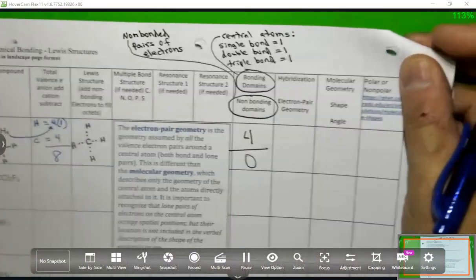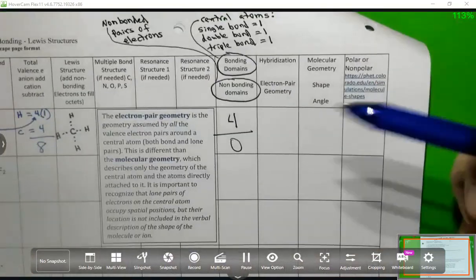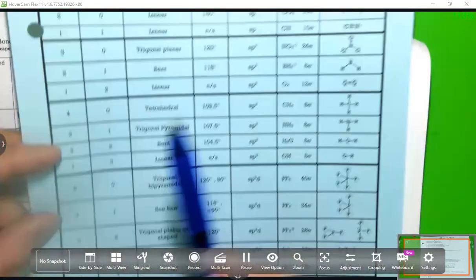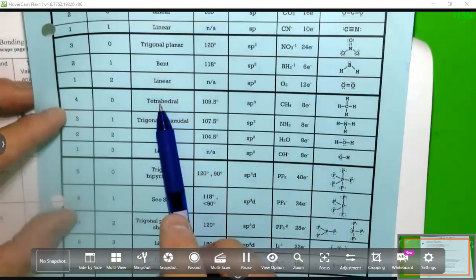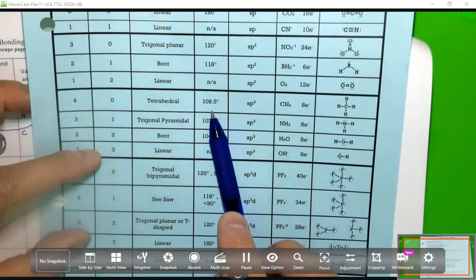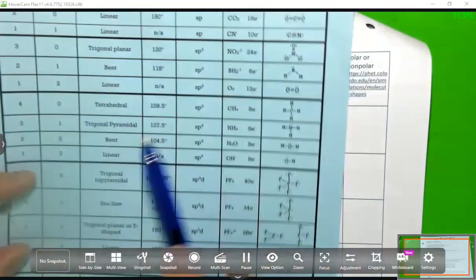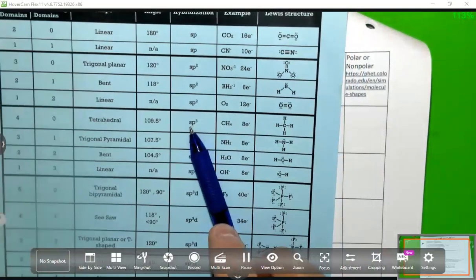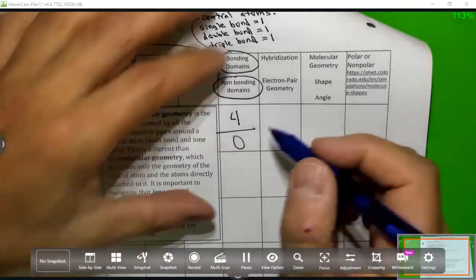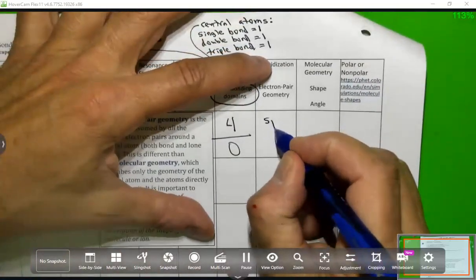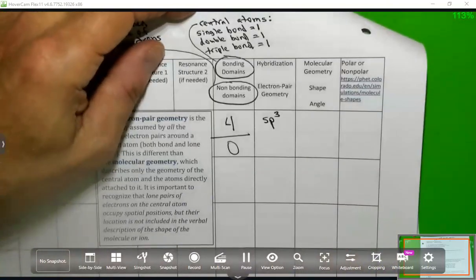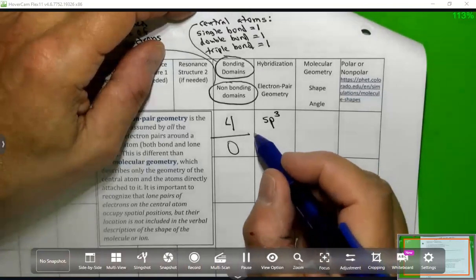Now, I will take you through this blue sheet, basically, as you do this. So if we look at this, my shape is tetrahedral. My bond angle is 109.5. My hybridization is sp3. We'll talk about that coming up. All I'm doing is taking it off the sheet. We're going to explain that coming up.